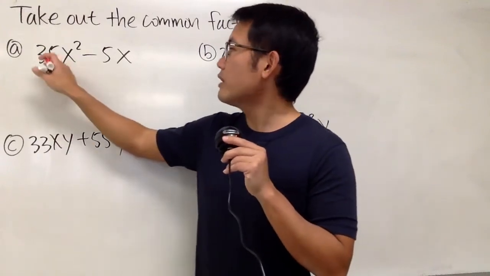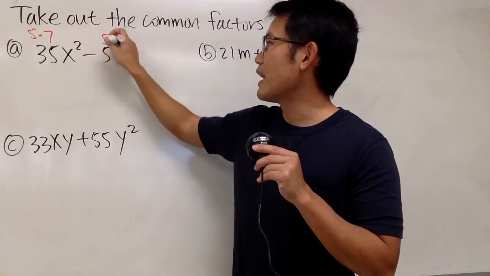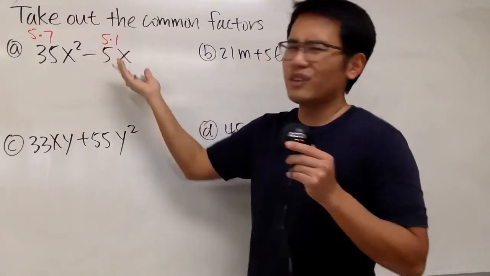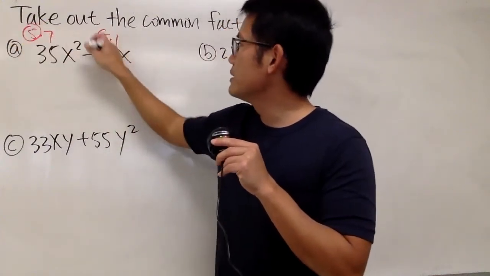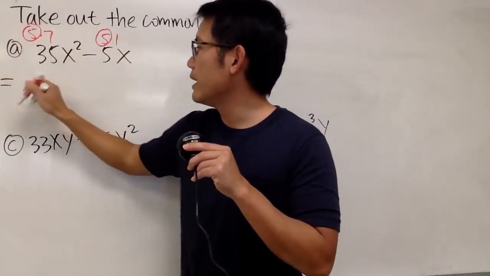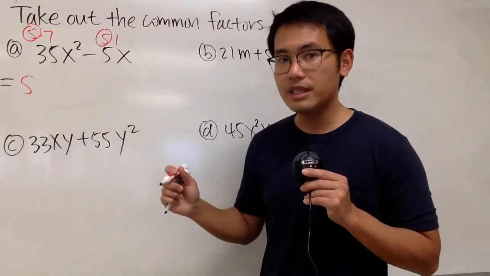And we can write this down right here. 35 is the same as 5 times 7, and 5 is the same as just 5 times 1. So if you would like, you can put down 5 times 1, right? And the important part is, you see the 5 is in common, so we can just take it out of the parentheses. So we have the 5 down right here first.